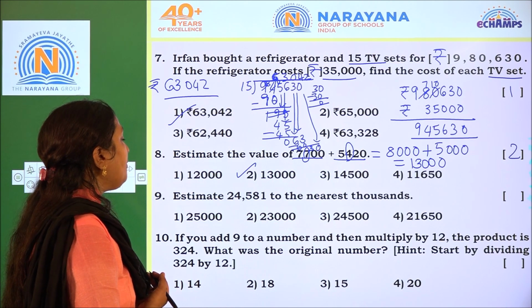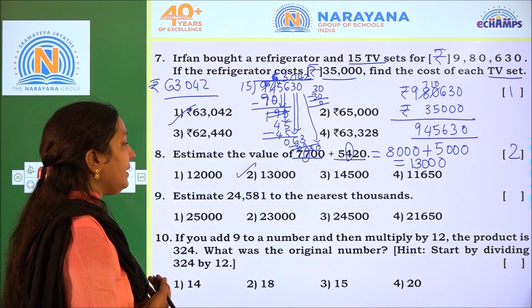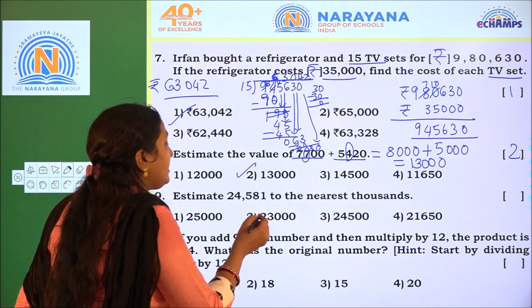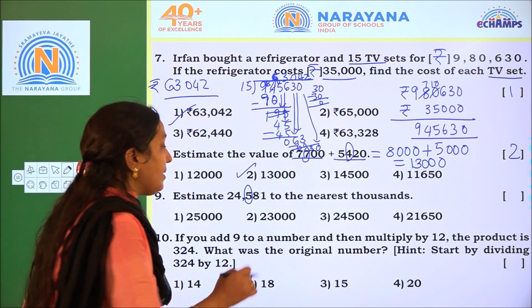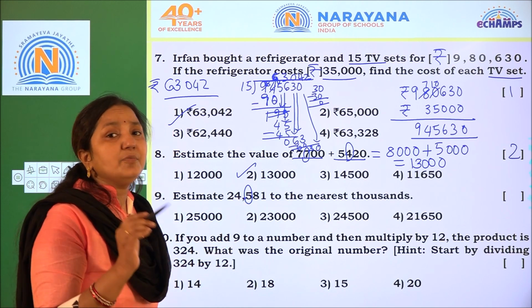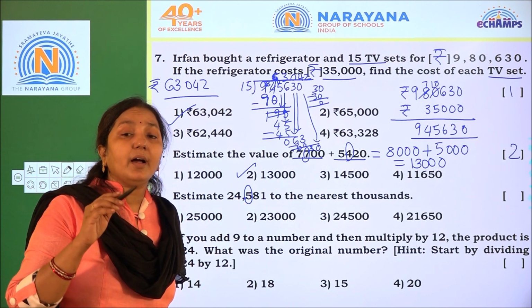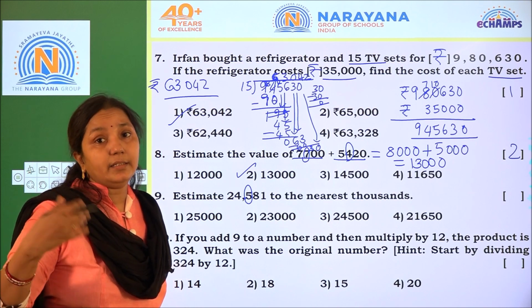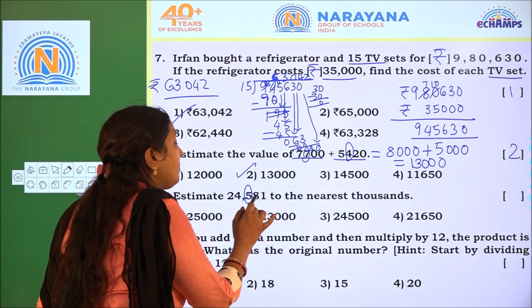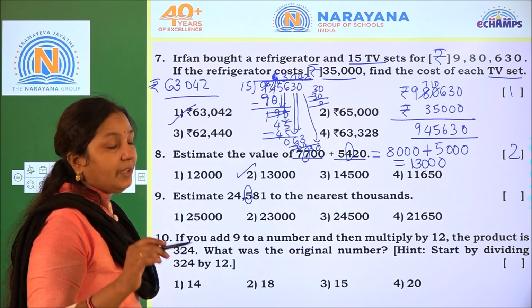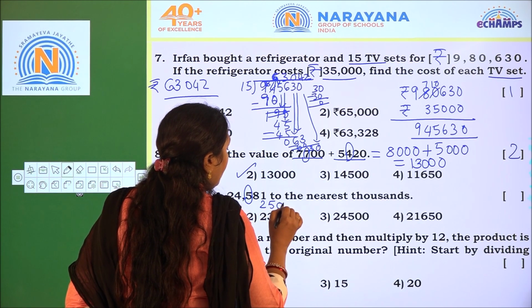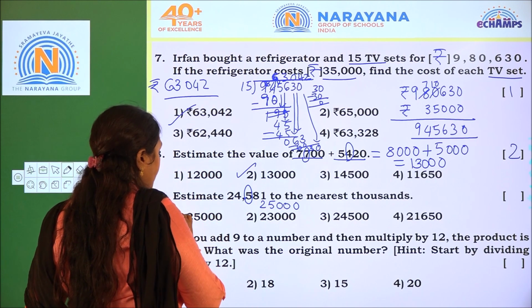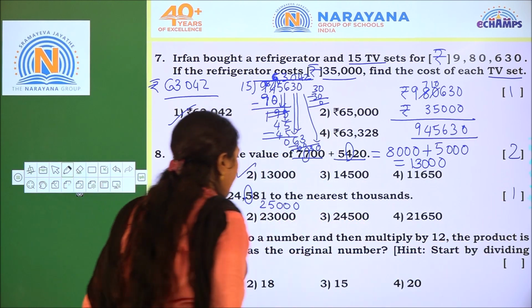Estimate 24,581 to the nearest thousands. Nearest thousands means what do we have to take? We have to check the hundreds place number. That is 5. 5 means a midway number. For a midway number we always take the next thousand. That means this number is in between 24,000 and 25,000. So what is the nearest thousand, children? 25,000. Which is the correct option, children? Option 1. Coming to the next one.